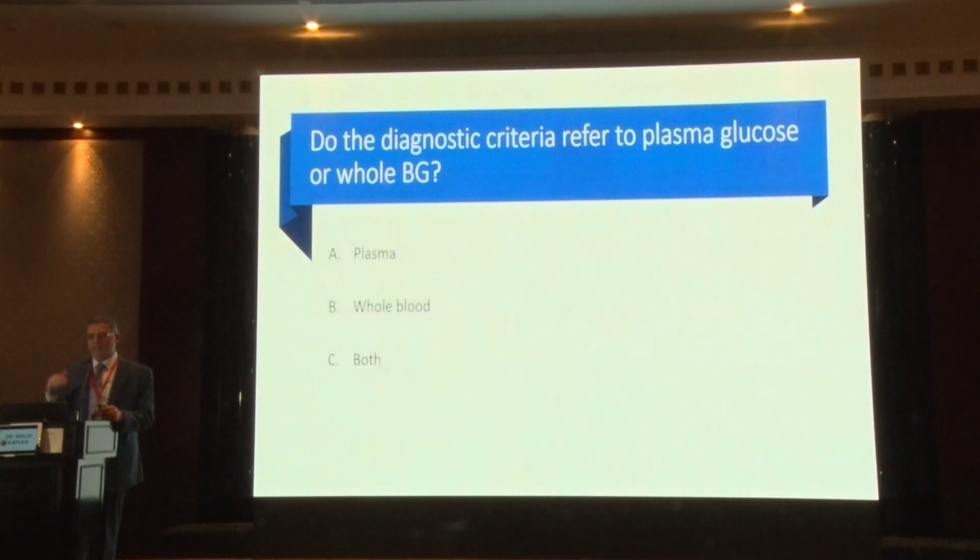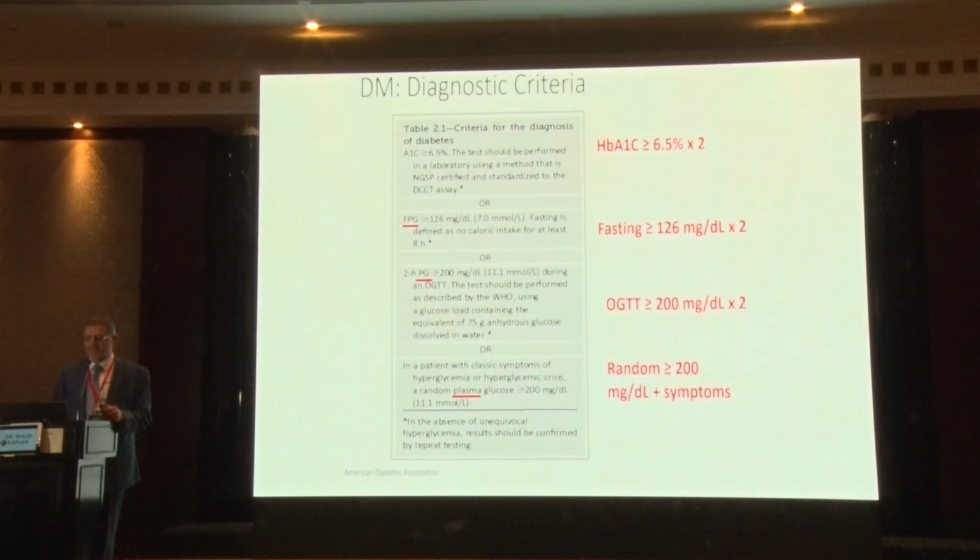All right, so the diagnostic criteria, I have showed them to you, right? I said there are 4 diagnostic criteria. Are those applicable to plasma glucose or whole blood glucose or both? Plasma glucose, both? All right, well, let's go back to the criteria and see. So it says actually a fasting plasma glucose, 2-hour plasma glucose, random plasma glucose. So it is not a whole blood glucose, it's a plasma glucose.